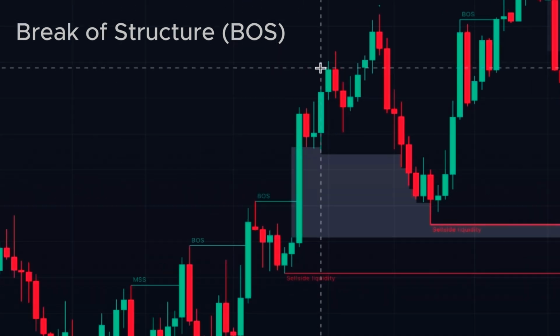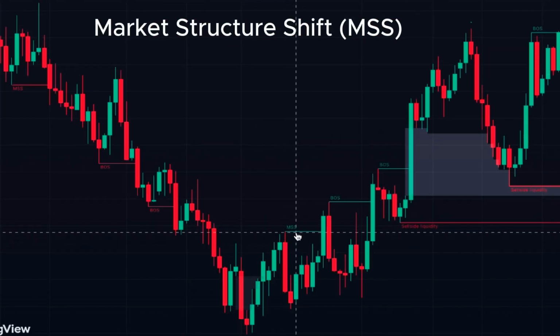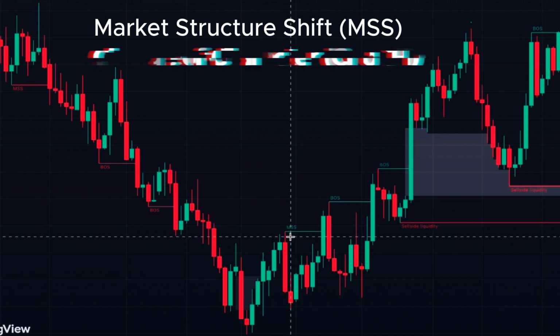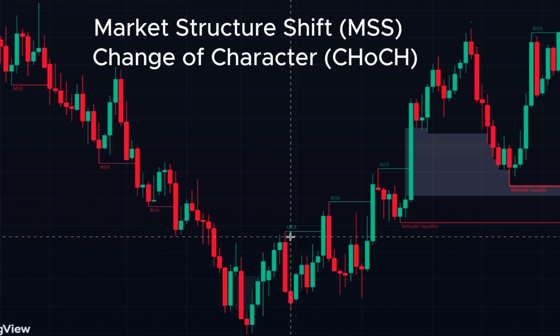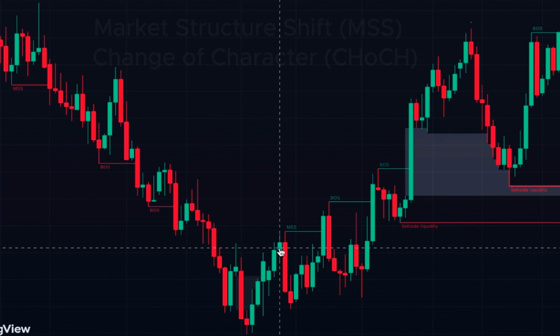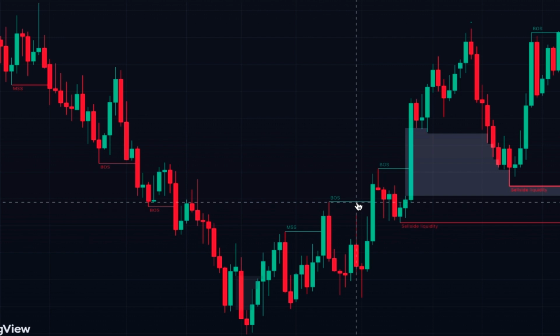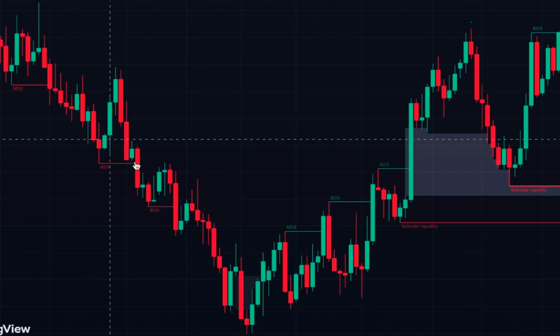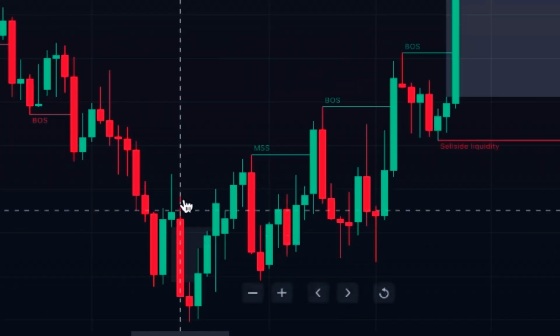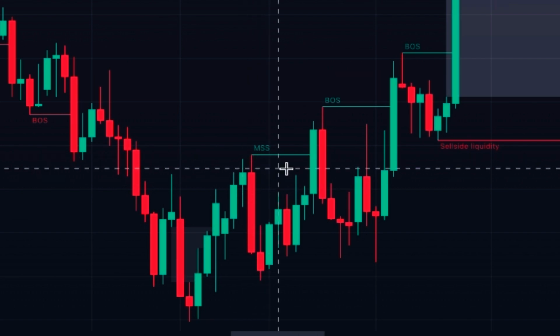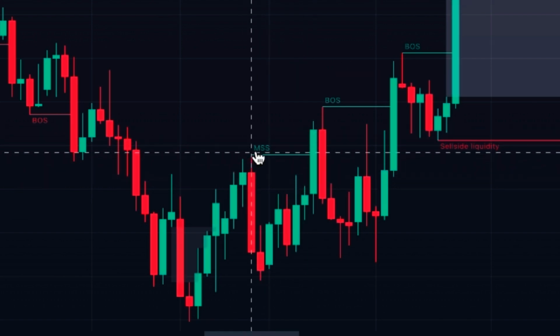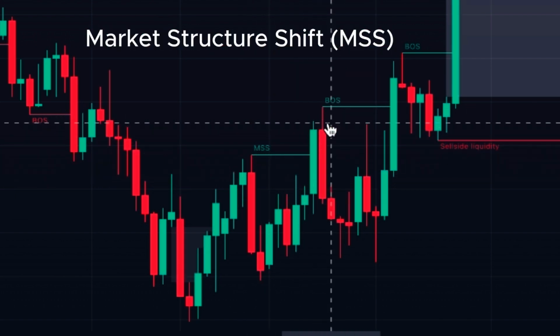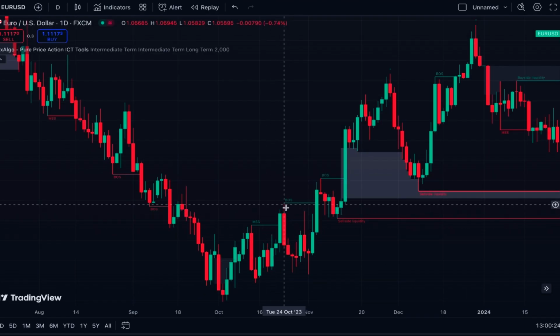We also have market structure shift, which is shown by MSS, and it is also called change of character, shown by CHOCH. Here in this indicator, it is called market structure shift and it's actually a signal for reversal in the trend. For example, here you can see that the price was in a downtrend. When the last lower high is broken, I mean a candle is closed above the last lower high, this is market structure shift or change of character, and this shows that probably the market is turning to an uptrend.